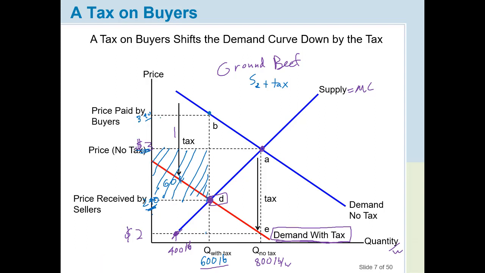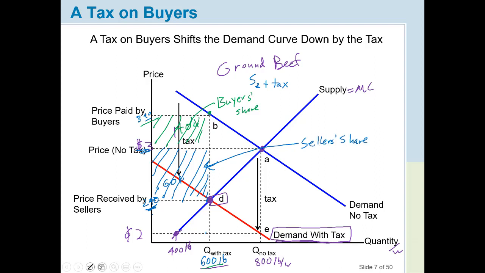The burden for the buyers is going to be this amount up here. So as we retreated along their original demand curve, we hit a price of $3.40 and a quantity of 600 pounds. So that would be 40 cents. The buyers, I'm sorry, are going to pay 40 cents of the dollar tax, and the sellers, let me draw this over here, are going to pay 60 cents of the dollar tax.